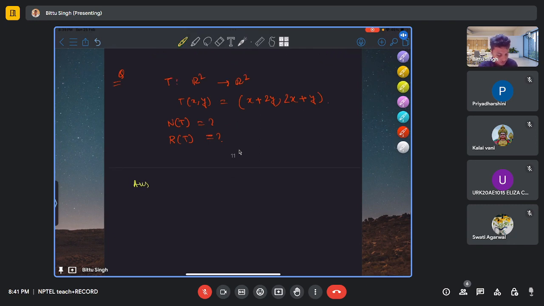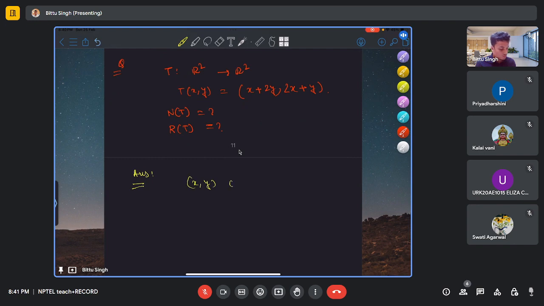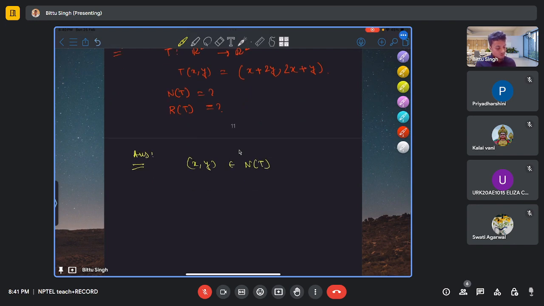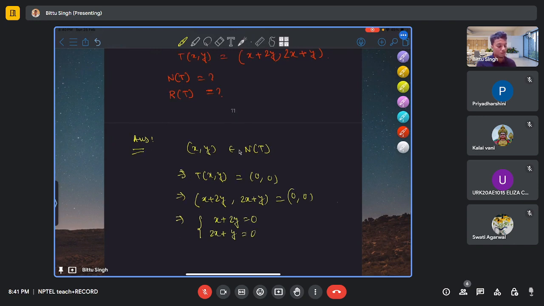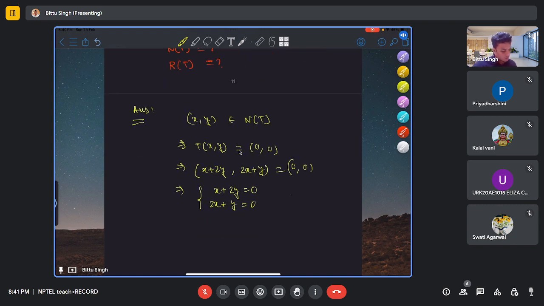So, answer. Suppose (x, y) belongs to the null space. Then T(x, y) should be 0, but this will imply x plus 2y and 2x plus y both are 0. That is, x plus 2y equal to 0 and 2x plus y equal to 0. You can see this is nothing but the matrix [1 2; 2 1] times (x, y), which is actually (0, 0).